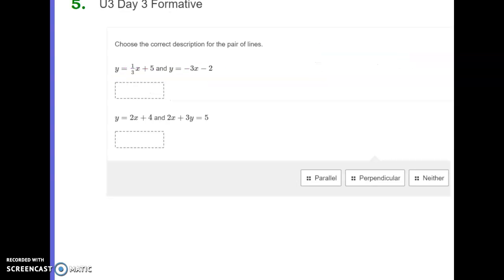And number 5, choose the correct description for the pair of lines. Well, these two have negative reciprocal slopes, so those are definitely perpendicular. Now these two, in the second one, they're not set up in slope-intercept form. So let me go ahead and do that.